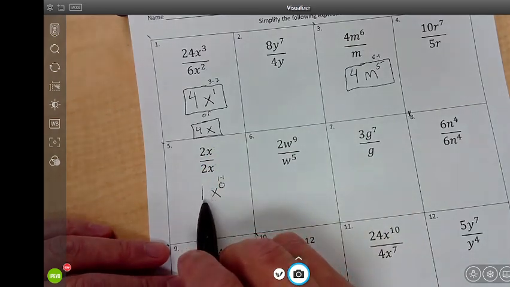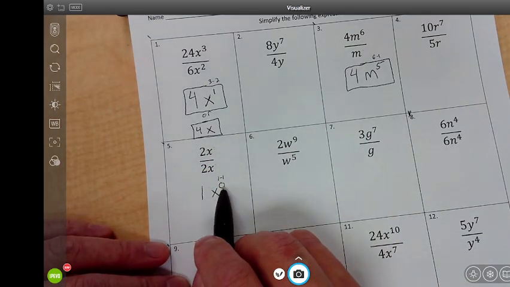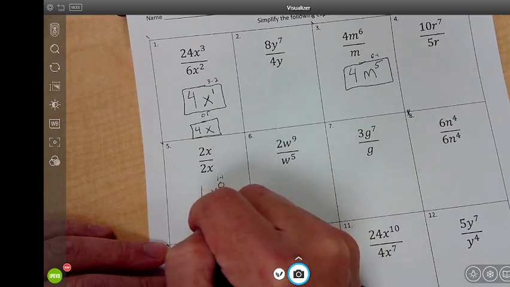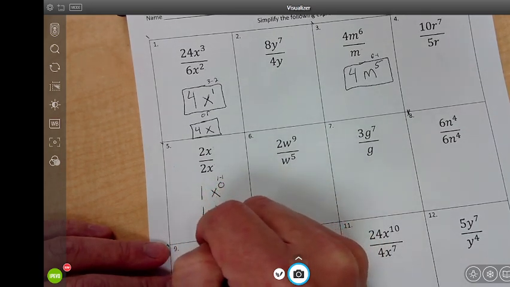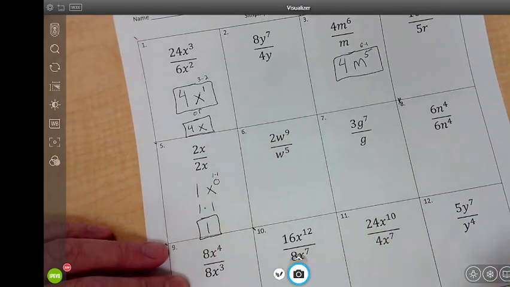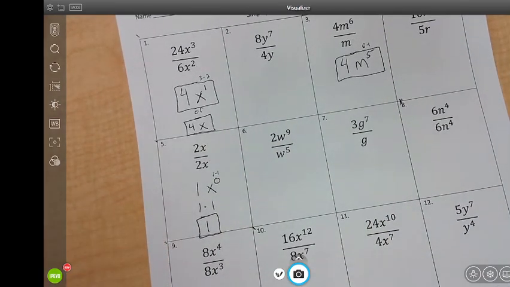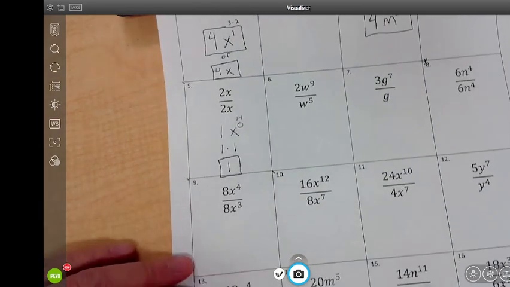This is 1 times x to the 0. Anything to the 0 power is 1. So this is really 1 times 1. 1 times 1 is just 1. Anything divided by itself is 1. Okay. Let's go ahead and do number 9.